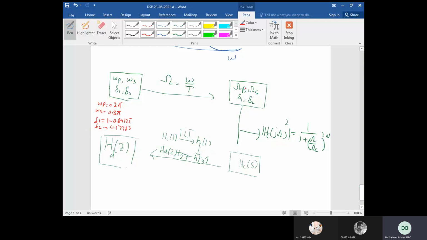And what about this omega pass? For simplicity, let's take T equal to 1. If we take T equal to 1, your capital omega will be equal to omega. So we can replace this value: omega pass would be equal to 0.2 pi. Omega stop would be equal to 0.3 pi. Delta 1 and delta 2 will remain the same, 1 minus 0.89125, and delta 2 would be 0.17783.